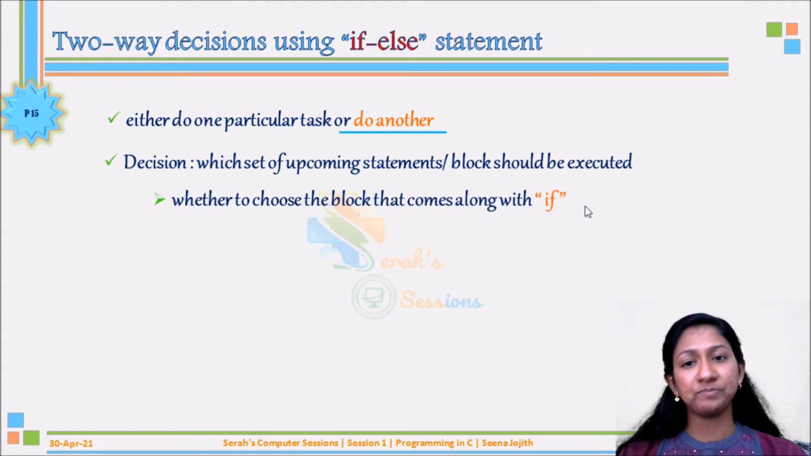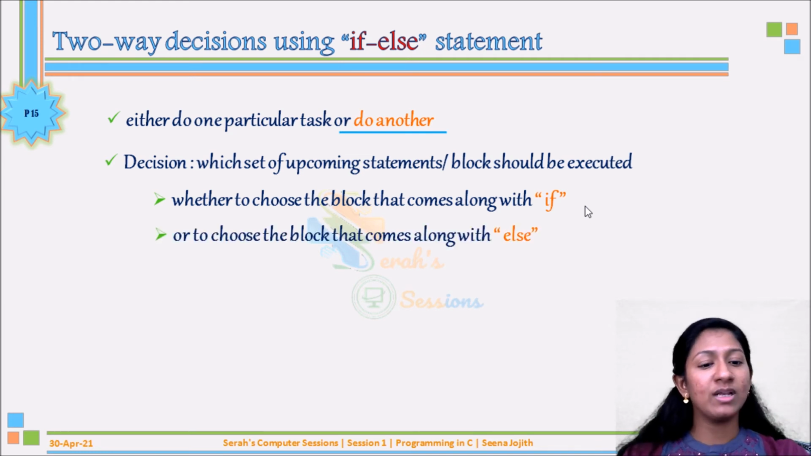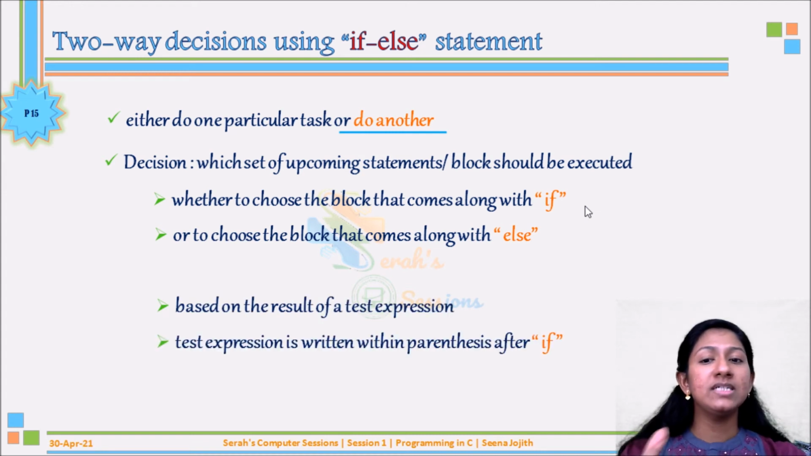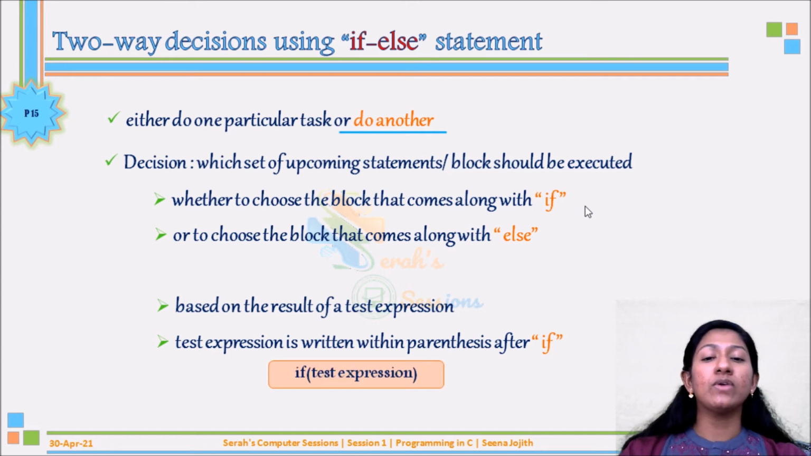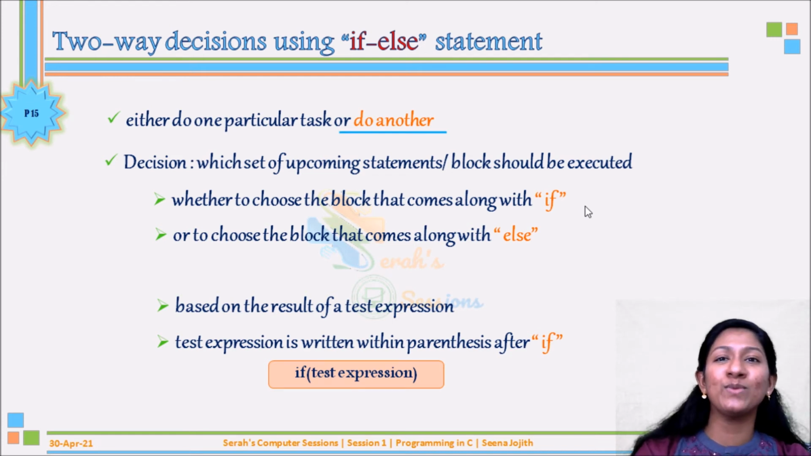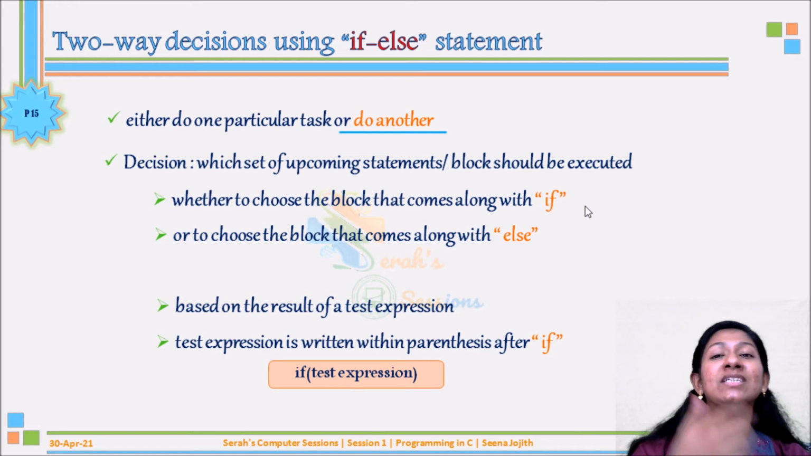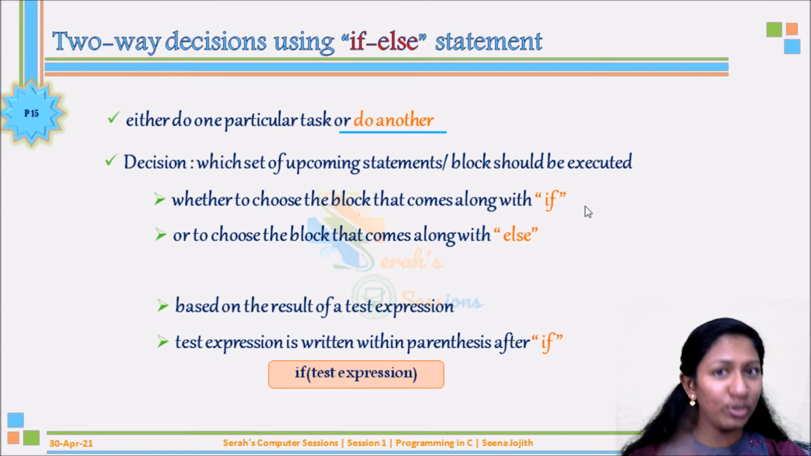Here also, as I just mentioned, we choose either the block that comes along with if or the block that comes along with else. It is based on a test expression, and the test expression will be written within the parenthesis after if. I hope that you understood this. The block that comes along with this test expression was actually displayed when I taught if also, but I think that got blocked because of my image being displayed there.